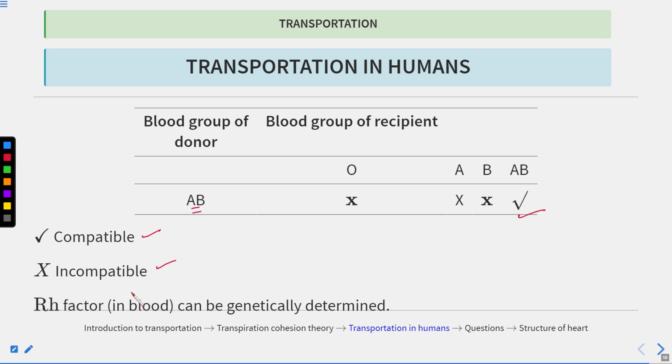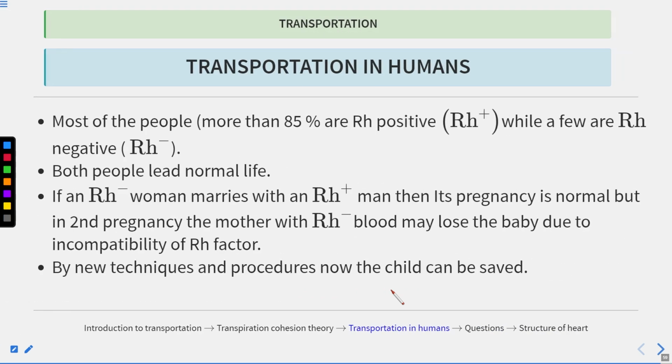Now the Rh factor. The Rh factor determines the positive and the negative sign. The Rh factor present in the blood can be genetically determined also. Most of the people, more than 85%, are Rh positive, while a few are Rh negative. Both types of people lead a normal life. Now this is the case here, you have to concentrate.